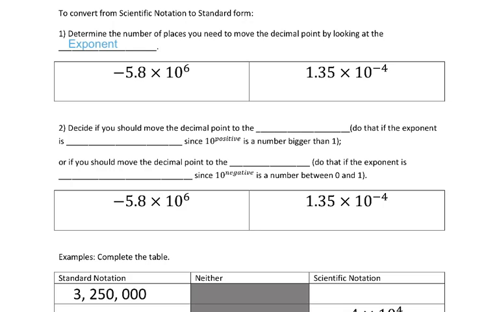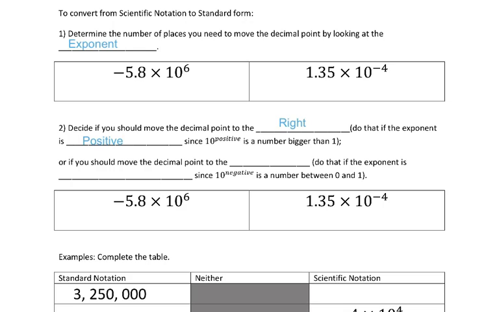The next step is to decide if you should move the decimal point to the right or to the left. So, remember that 10 to the 6 is a very large number. It's 10 times 10 times 10 times 10 times 10 times 10. So, if you have a positive exponent, 10 to the positive power, you're going to multiply by a number that's bigger than 1. So that means that this number here should get bigger since you're multiplying by a big number.